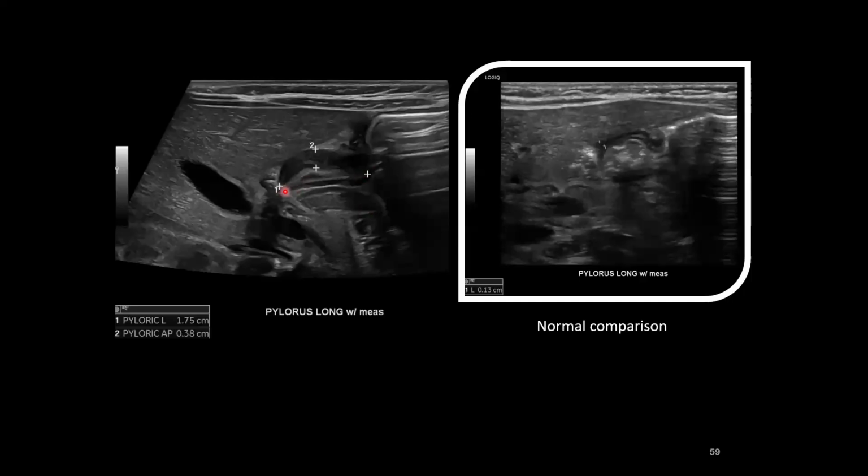The reason we pay attention to the length is sometimes you can have pylorospasm. So the muscle may be thick, but if the pyloric channel is very short, it's more suggestive of pylorospasm. In that instance, we'll just re-image them in maybe 15 or 30 minutes and see if that goes away. And it often does. So in this case, the pyloric channel was also very long, which is more in keeping with hypertrophic pyloric stenosis.